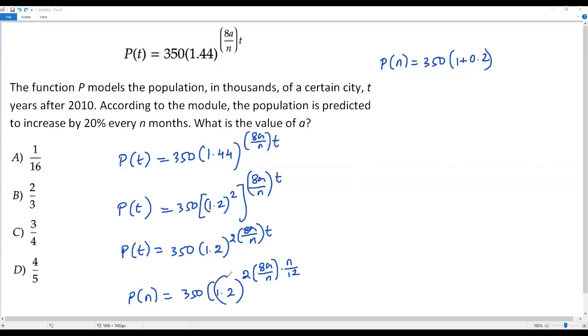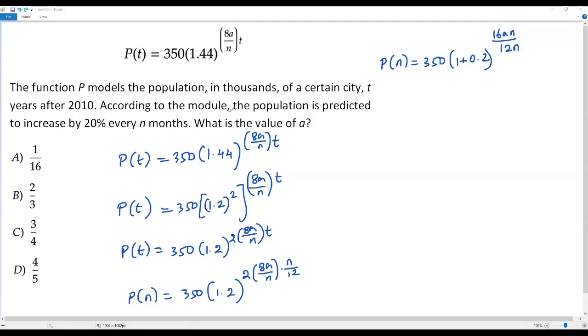I'm writing this 1.2 as 1 plus 0.2. So this 0.2 represents a growth rate. And also we already know that 0.2 is 20%. That exactly matches with the growth rate given in the question. And also we can do some simplification over here. That is 2 times 8a is 16a. 16a times n is 16a n over, and n times 12 is 12n.